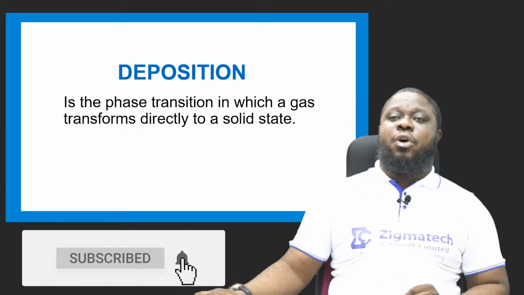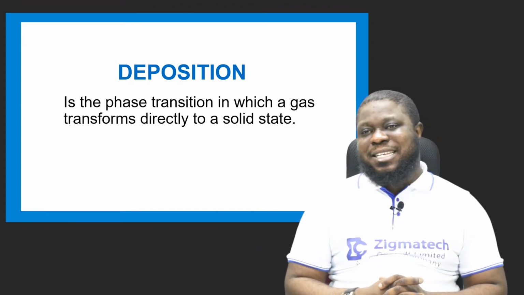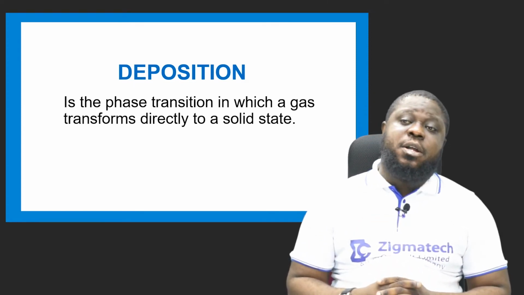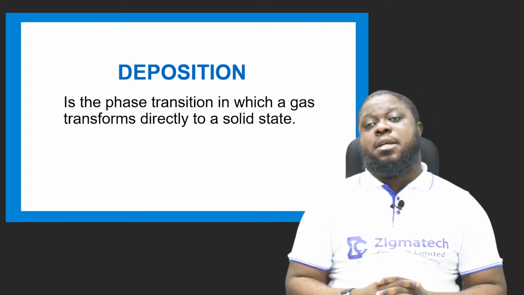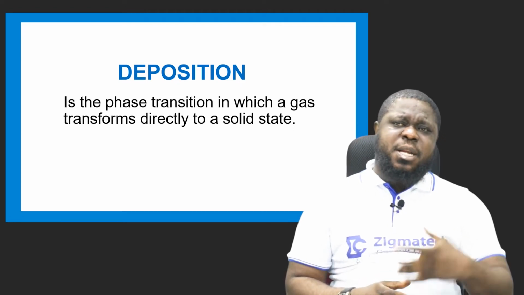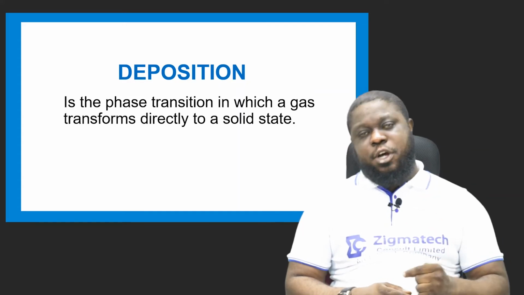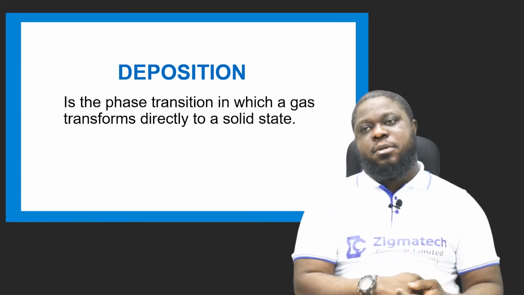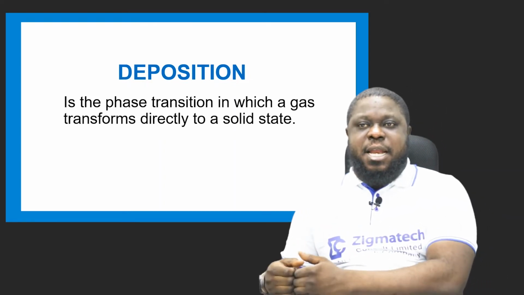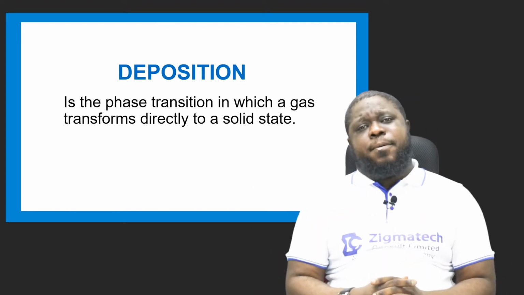Now, the next one is deposition. Deposition is the transition in which a gas transforms directly to a solid. I'll give you an example of deposition. Deposition is also called desublimation, the opposite of sublimation. You know, sublimation is telling us that the solid changes to gas. Now, deposition is telling us that the gas will come back to being a solid.